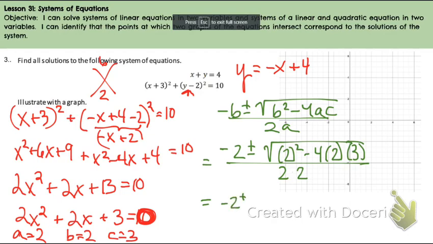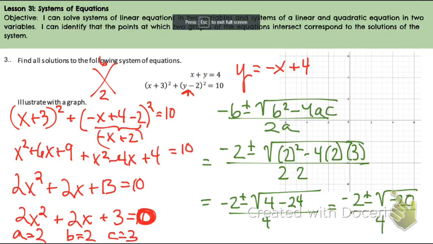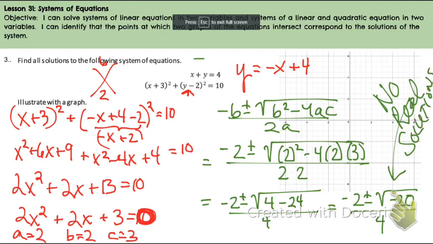So I get negative 2 plus or minus the square root of 4 minus 24, all over 4. So it's negative 2 plus or minus the square root of negative 20. Uh-oh, I have a negative under my radical. So that tells me that there are no real solutions. That means that my linear function, x plus y equals 4, and my quadratic function will never intersect in terms of real numbers. So the answer to that one is no real solutions. Go ahead and plug that into decimals and sketch it, and you should see that the circle and the line will not intersect.